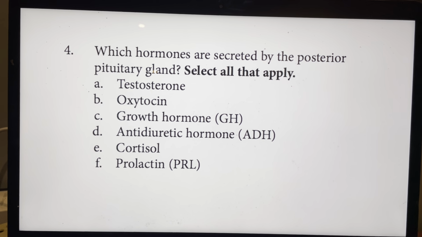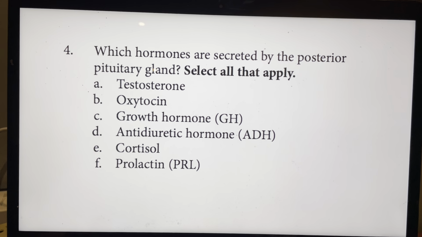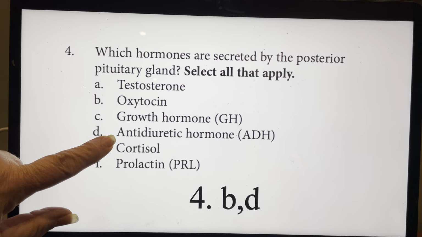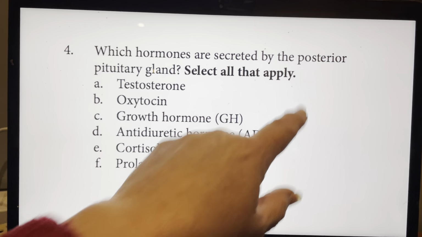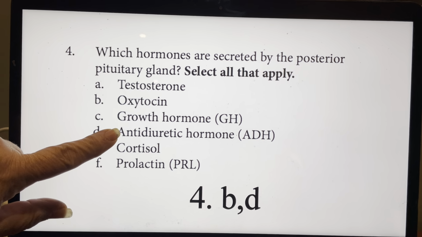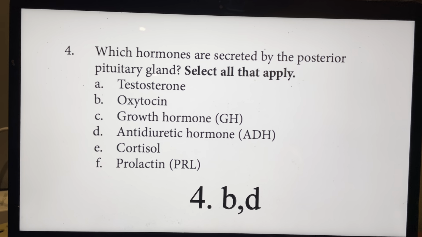Which hormones are secreted by the posterior pituitary gland? Select them all. Testosterone, oxytocin, growth hormone, antidiuretic hormone, cortisol, or prolactin. You got your answer? Look, it's oxytocin and antidiuretic. And the way I remember it, posterior pituitary has 2 P's, and it only has 2 hormones, and they both start with vowels. Oxytocin and ADH. Yeah. Does your brain work like mine?